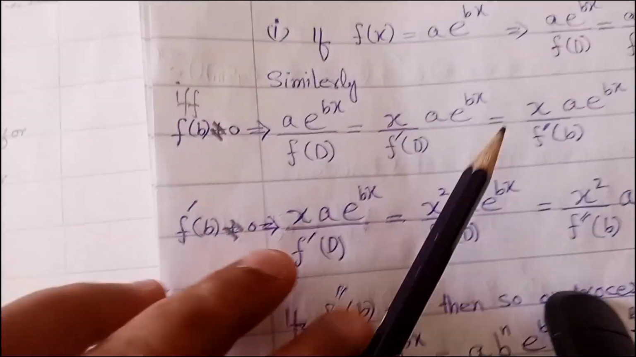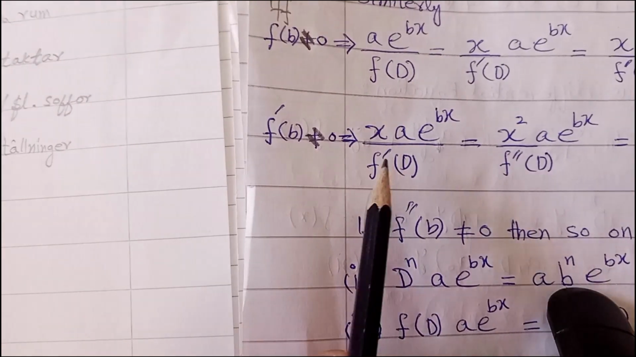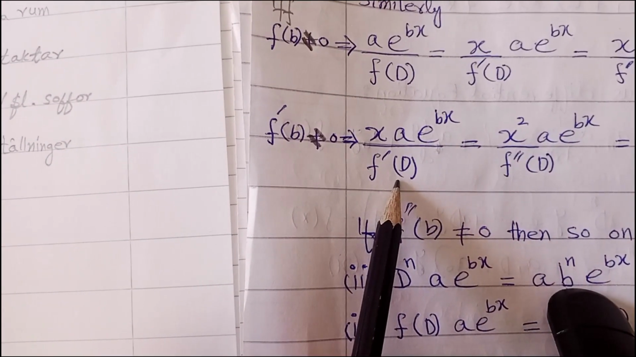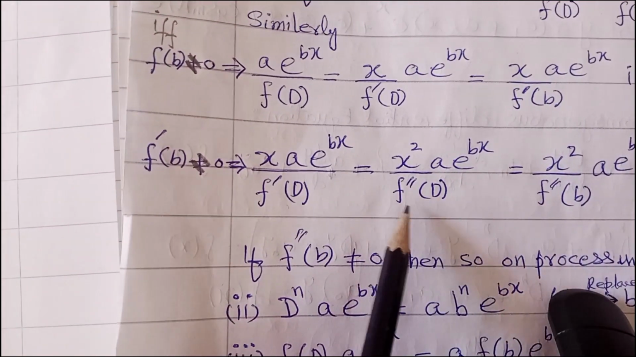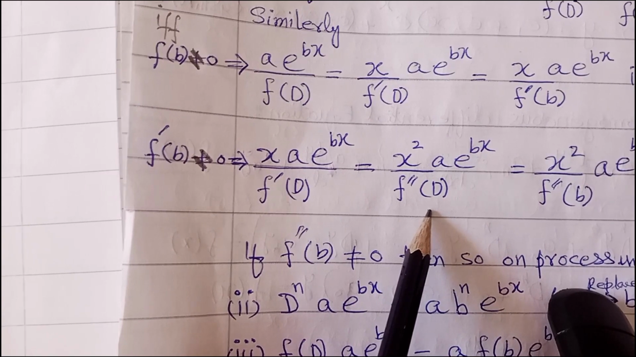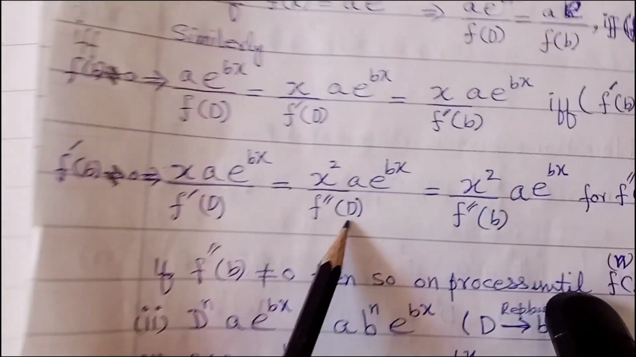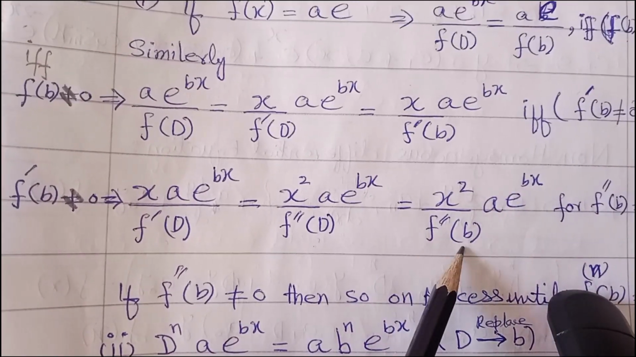We will proceed with the solution and write it as x a exponential bx f prime d. That would be again x square a exponential bx f double prime d, and now we will substitute the value of b for d. So the solution becomes x square a exponential bx upon f double prime b.